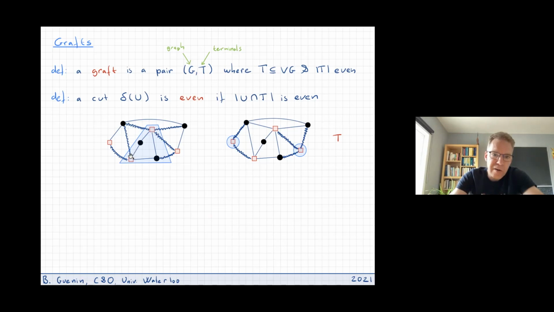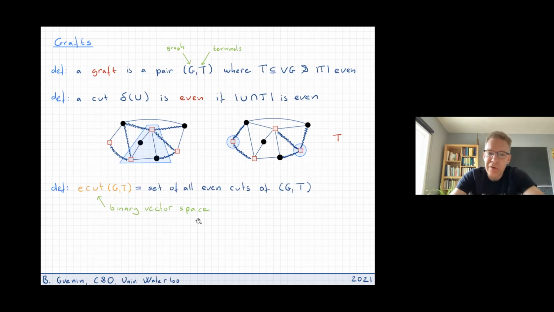The square red vertices are my terminals. So I would have two terminals in U. This is my set U here, and two terminals outside U. And I could have those wiggly edges here as well, where one of the shores just contains two terminals. And I need a notation. So the set of all even cuts of a graft is denoted by Ecut(G,T).